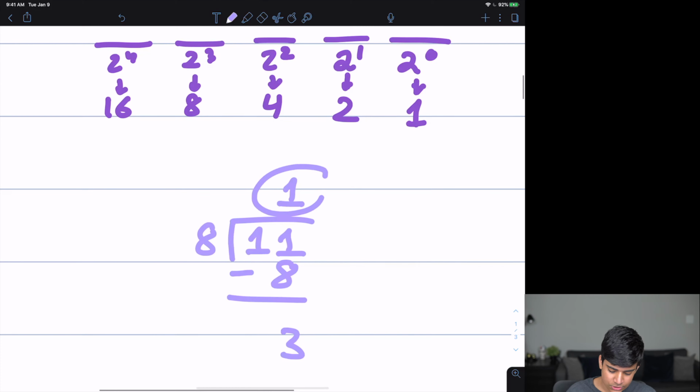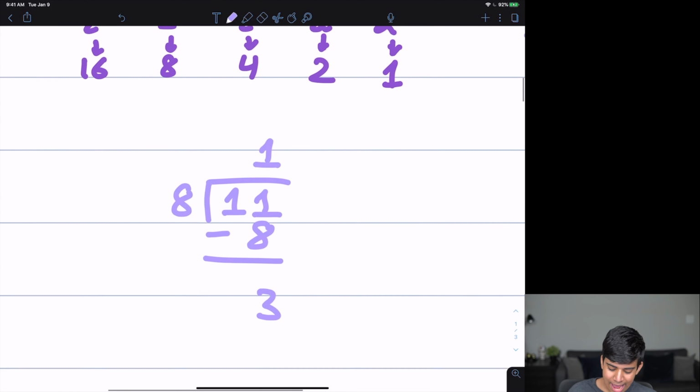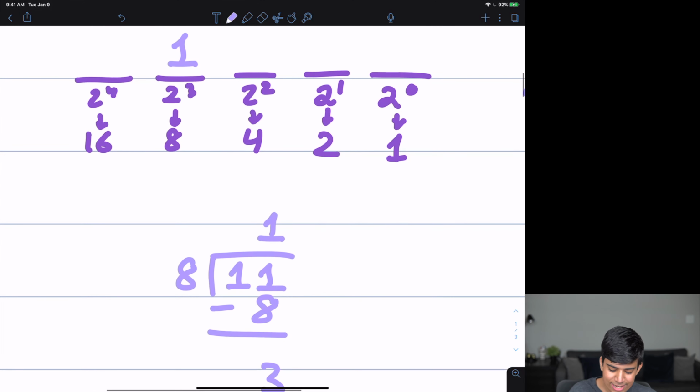So now that I have this 1 right over here, I can put the 1 in the 8's place. And now all the numbers before it will be 0. And technically, these places don't even have to be filled at that point. You can write 0, but it's like writing 0, 0, 16 rather than just writing 16. There's no point in doing that. So now I have my number 3, and I move on to the next place within my system.